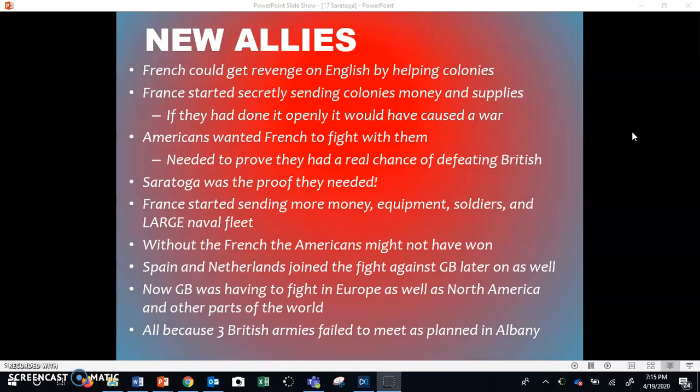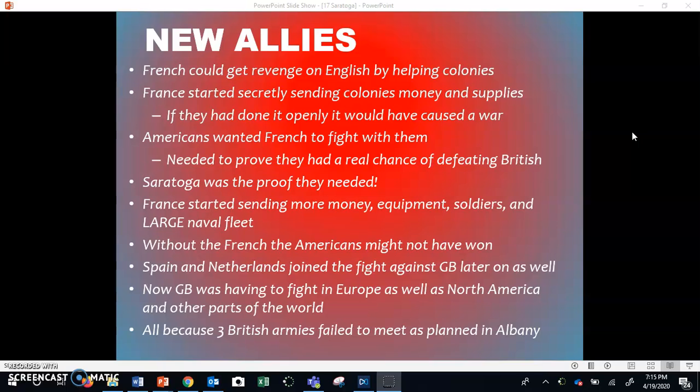So you have all these great new allies. The French could get revenge on the English by helping these American colonies. So France started secretly sending the colonies money and supplies to help in their war efforts. They were afraid, so King Louis did not want to send it openly because he did not want the British initially knowing that the French were sending money and supplies because he did not want to start a war on his own territory in France.